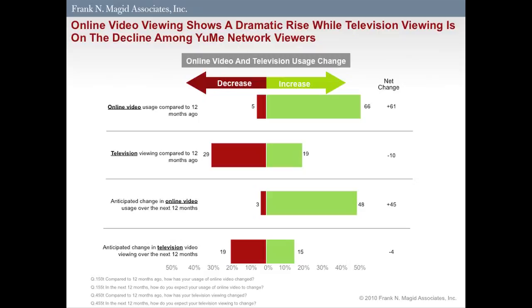In terms of TV, basically the same number statistically because of the margin of error here on a 500-person sample. 19% saying, I plan to decrease my TV viewing in the year ahead. 15% saying, I plan to increase my TV viewing in the year ahead.